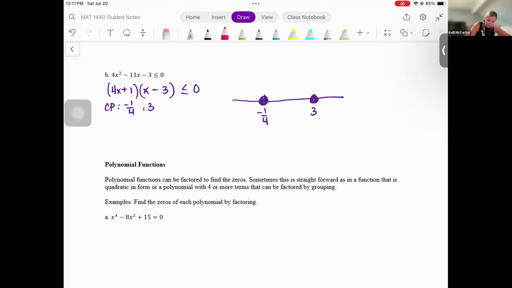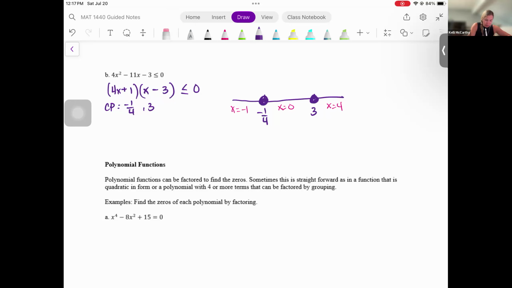Our test points: for something less than -1/4, we're going to plug in -1. Between -1/4 and 3, x equals 0, and more than 3, x equals 4. Again, there's a lot of options for your test points. I'm trying to pick very obvious, easy test points to plug into my factors.